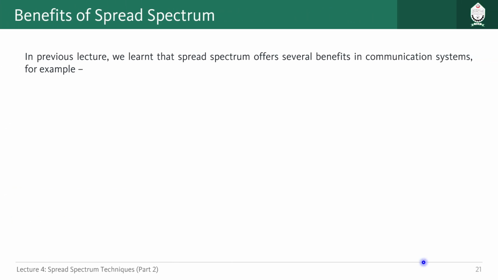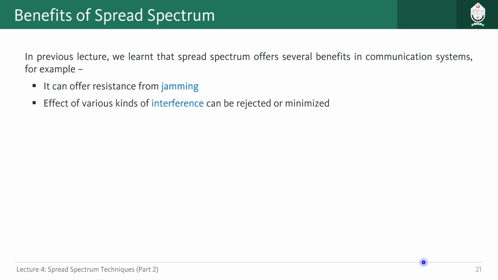So now we have reached the final portion of our lecture. As we understand everything about spread spectrum, now we can discuss what the benefits of spread spectrum are and how they actually work, how they are actually helping us in communication systems. In the previous lecture we briefly talked about these benefits: it can offer resistance from jamming, we can reduce the amount of interference we are getting from the communication system or the channel, and we can minimize the effect of multipath fading.